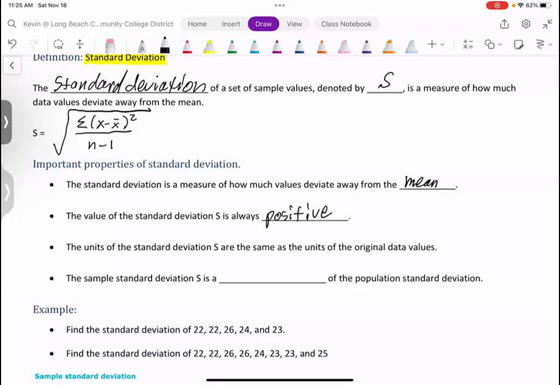And the sample standard deviation S is a biased estimator of the population standard deviation. I mean, it's biased because we only have some of the data. We don't have all of the data. So it's biased to the data that we actually are using to come up with a sample standard deviation. It's not an intentional bias, but we just need to be aware that there's a bias there.